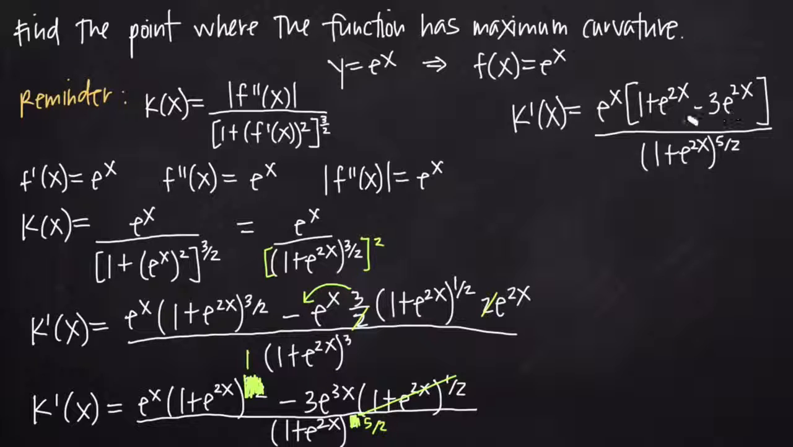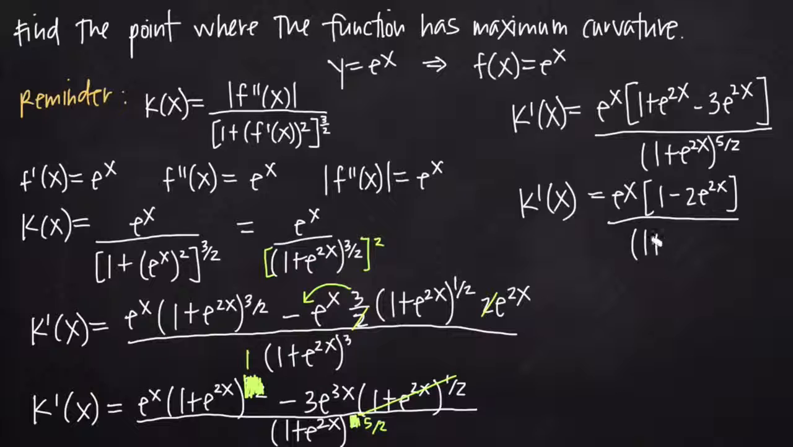Now we can do a little bit more simplification inside these brackets in the numerator. We get k prime of x is equal to e to the x. Here we have e to the 2x minus 3e to the 2x, or negative 2e to the 2x. So 1 minus 2e to the 2x like this, all divided by quantity 1 plus e to the 2x raised to the 5 halves. Now we've simplified as much as possible, so what we want to do is go ahead and set this equal to 0.